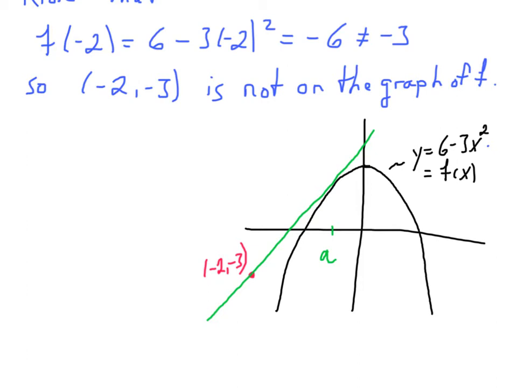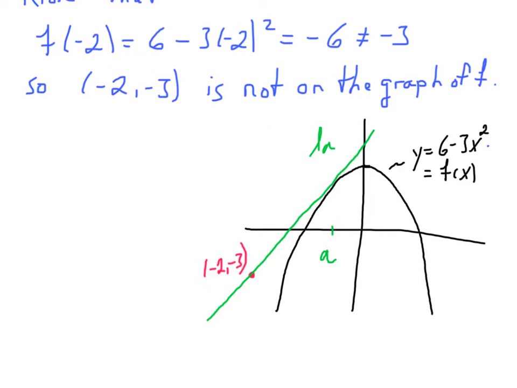All right, so how are we going to do that? Well, we'll find the equation of this tangent line. Maybe we'll call it L sub a. We'll find the equation of this tangent line L sub a, and we'll solve for a such that minus 2, minus 3 lies on this line.